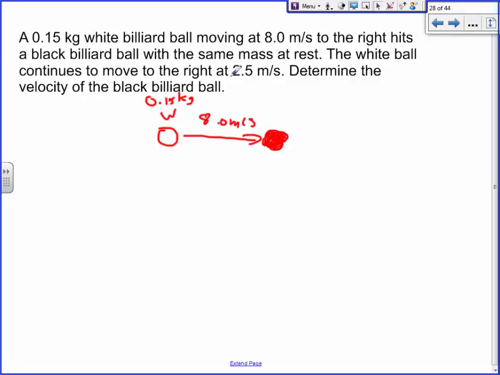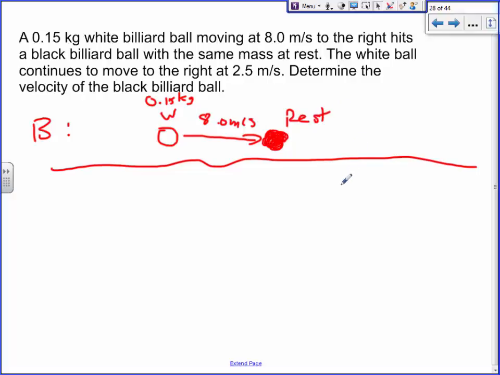Then it says the right ball continues to move to the right at 2.5. So if this is like the before picture, this one was at rest, just so I have a picture set there. So I'm shooting the ball at this one here. It says the white ball continues to move to the right. So the white ball is still moving this way, but now it's only going 2.5 meters per second. The question is, what's the velocity of the black ball? This is pretty much exactly a pool shot. You can kind of envision this, right? The black ball should now be here, and the black ball should also be moving. We need to know its velocity.